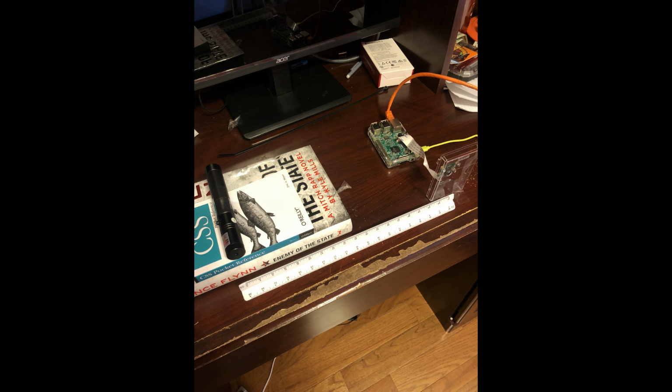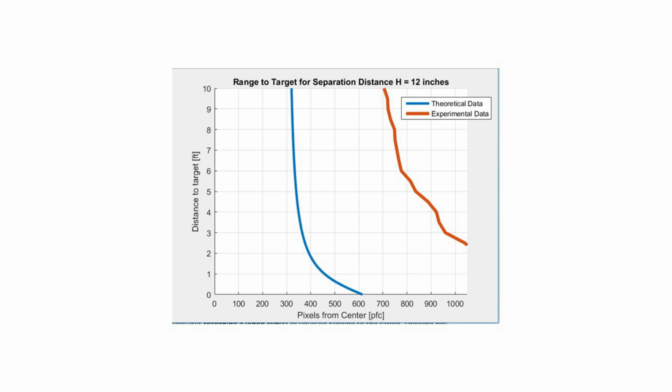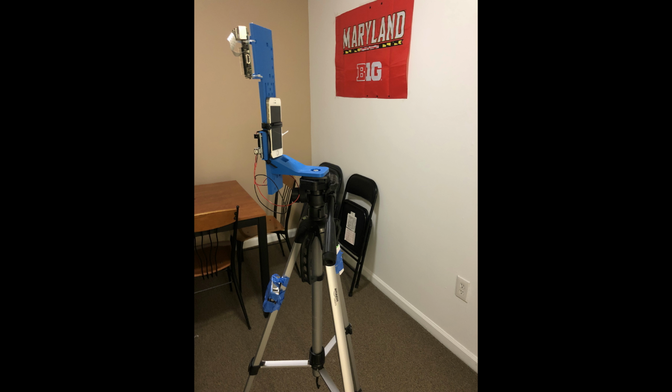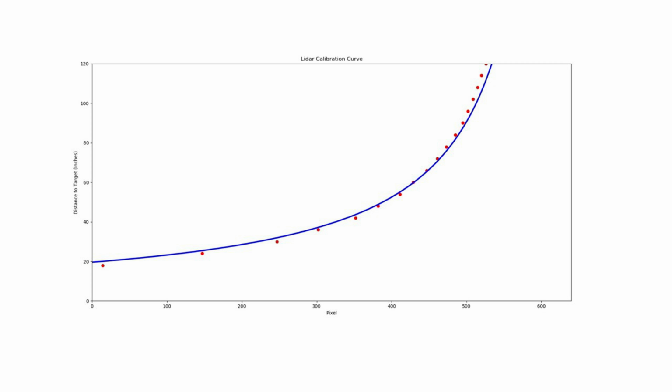Here we can see the single point laser setup that I had for initial testing, and we can see the results of this calibration. The calibration is awful, it's horrendous. It doesn't look good whatsoever. When we actually did the line laser using the setup here, the results are a lot better. We see the sweet spot is around 60 inches, which is where the theoretical data meets the experimental data, which means it should have the best results at this single point.